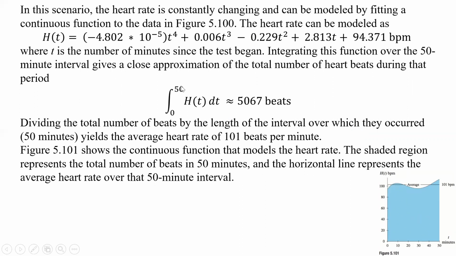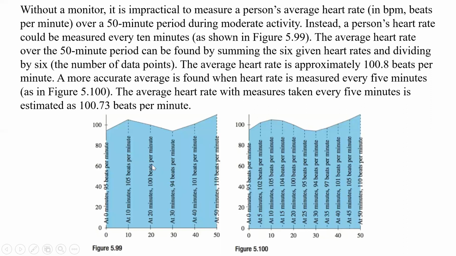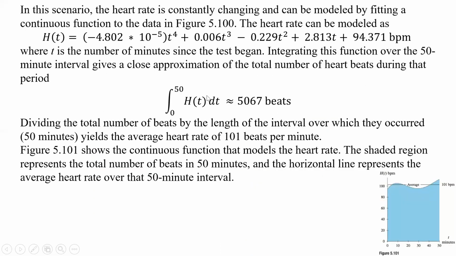Now, we went 50 minutes. So if we divide that by 50 minutes, we find that we get an average of 101 beats per minute. Now, if you look over here, we're going to get some different averages. The first one is about 100.8. Then this one is about 100.7. And then based on our function, doing it the way we did it, we get about 101 if we round it to the nearest whole minute. And so that's what we're doing by averaging.